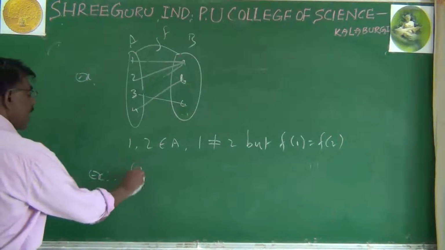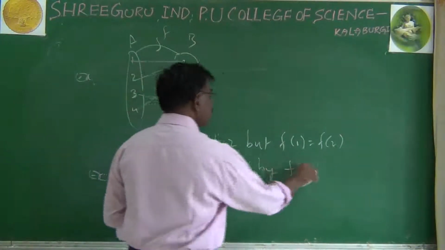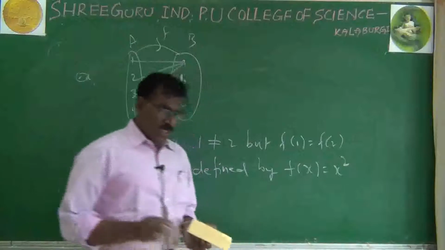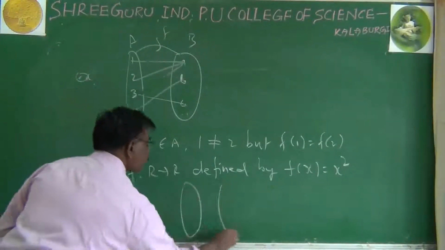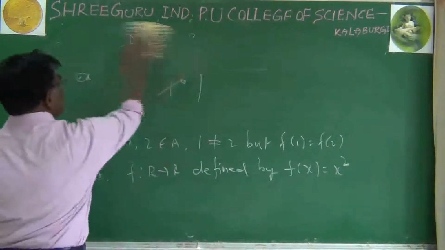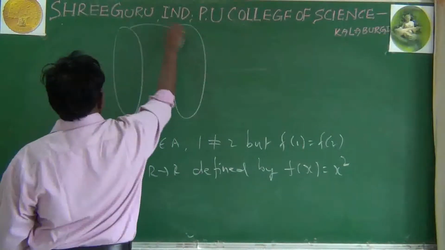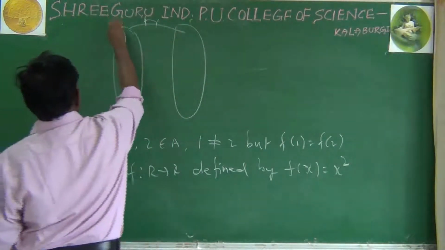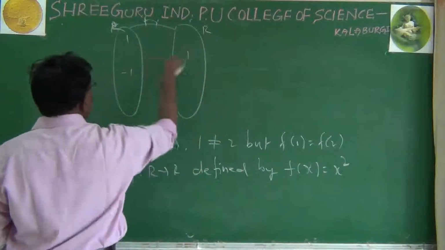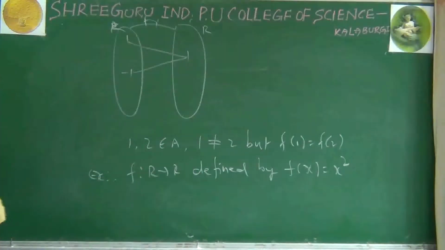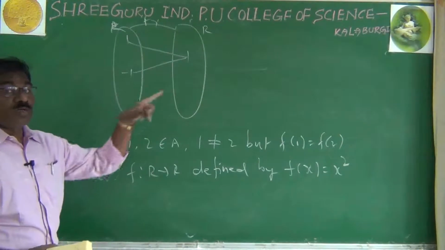Another example: f from R to R defined by f of x equal to x squared. Is it a many one function? Yes, this is a many one function. Why? This is R, this is also R, this is f. Here x is 1 and minus 1 both give the same value. So this is called many one function. 1 not equal to minus 1, but f of 1 equal to f of minus 1.